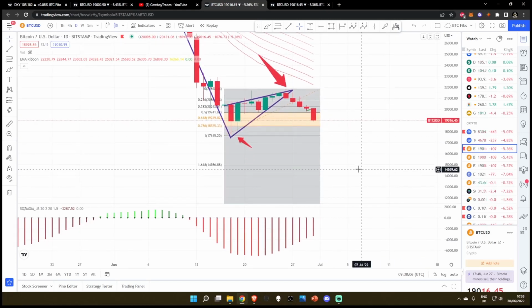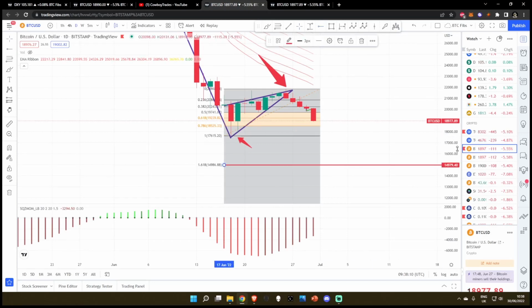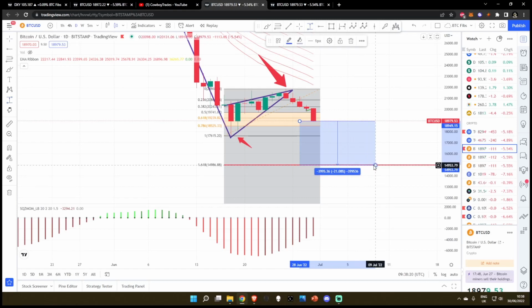I think we're going to break beneath it, and then if we do break to the downside of this chart, 14,979, basically call it 15,000, is going to be the next target in play for Bitcoin, and this is subsequently going to allow us to come down another 21% to the downside.